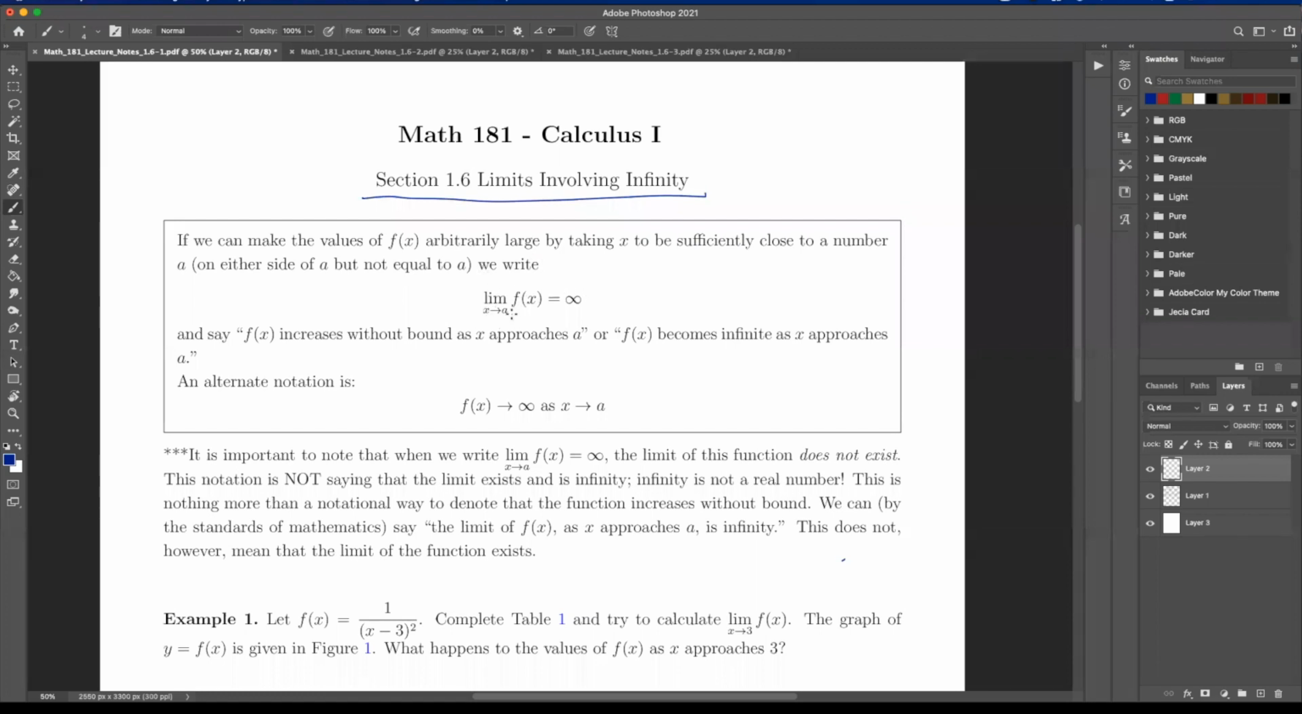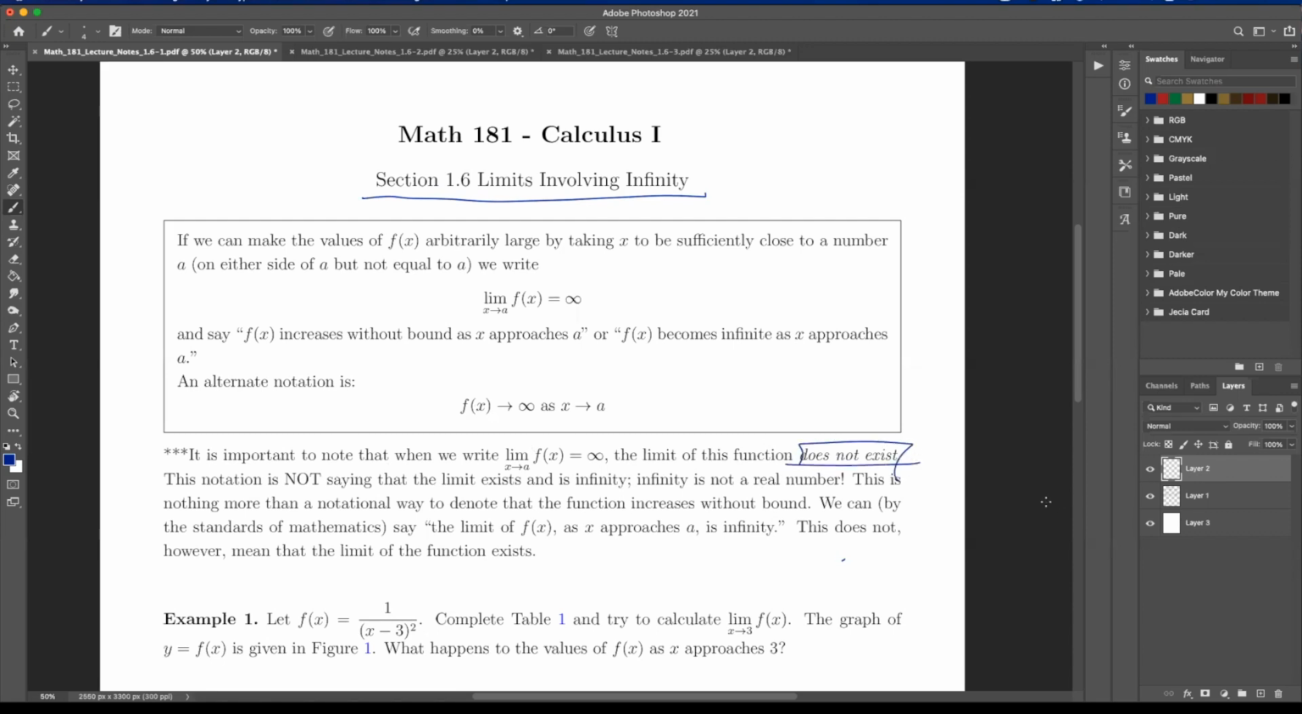Here we say the limit increases without bound, but we really just say the limit as x approaches a is infinity. Technically, we should say the limit increases without bound as x approaches a, but this is what we usually say: f of x becomes infinite as x approaches a. Another notation is f of x goes to infinity as x goes to a. Notice that when we write this, the limit does not exist. Technically it doesn't exist.